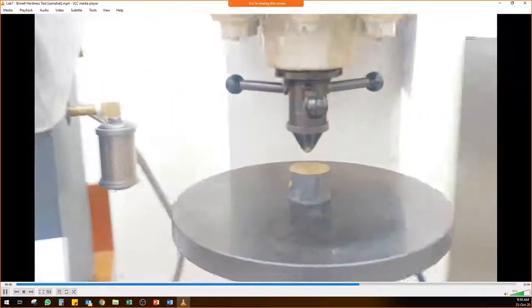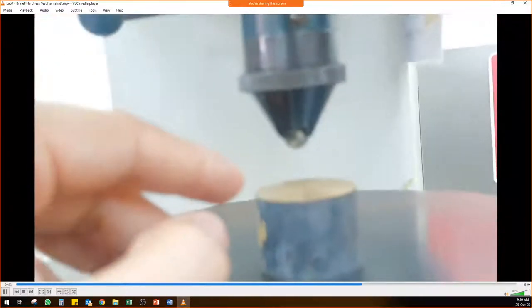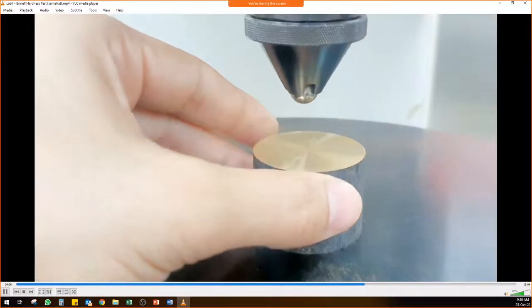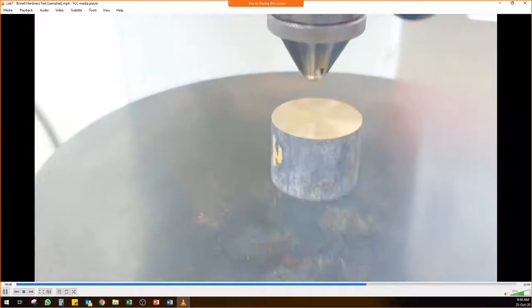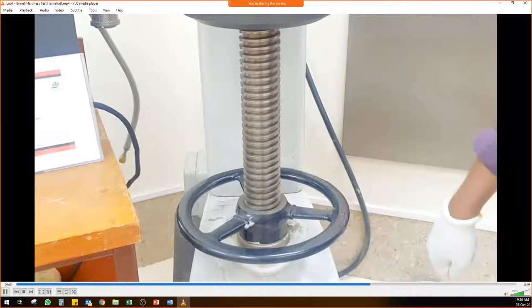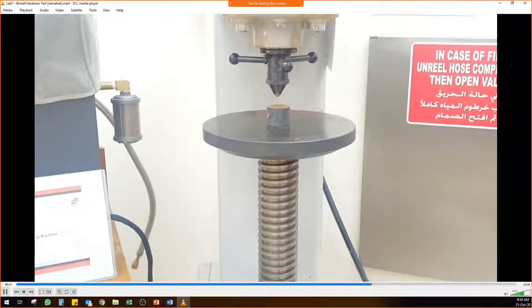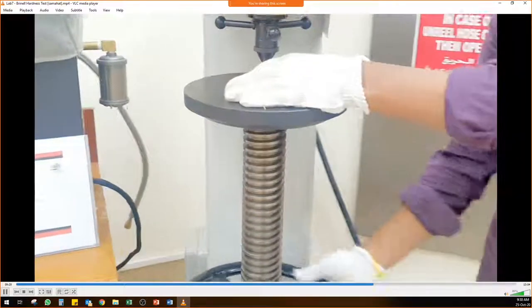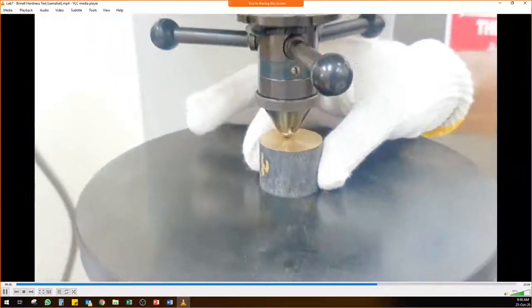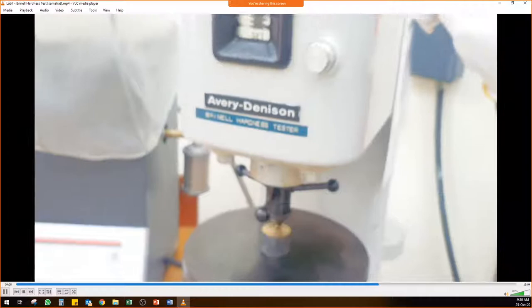So after we have changed the load, and changed the indenter to the 10 millimeter indenter, we can put our sample of brass and get two indentation marks for measuring the hardness. Let's continue. The first thing we will do is rotate the table to make sure the sample is touching the ball. After making sure the ball is touching the sample fully, we can press the lever of the machine and start the test.